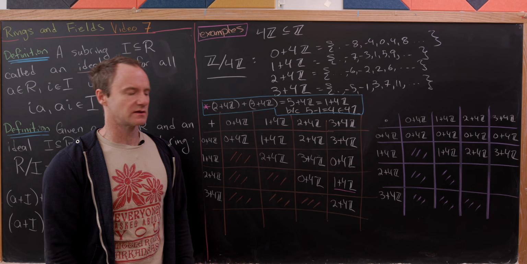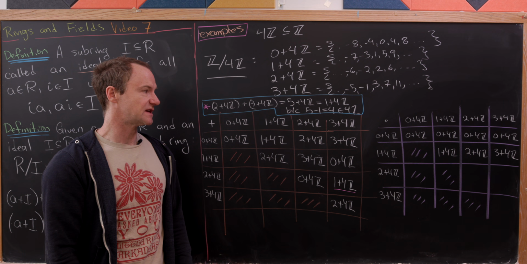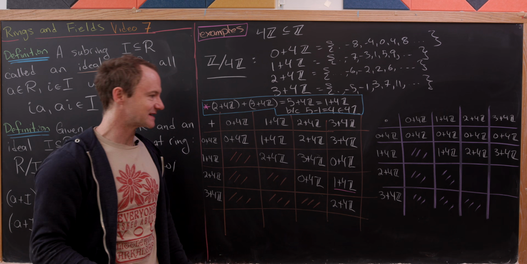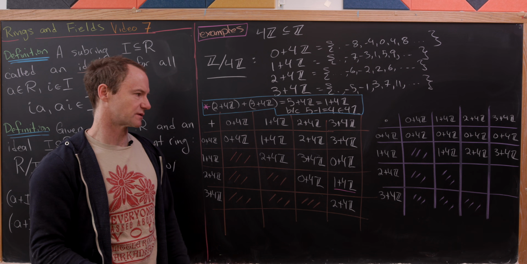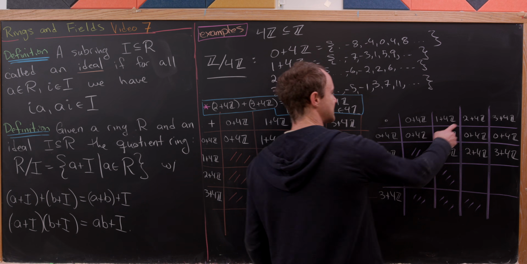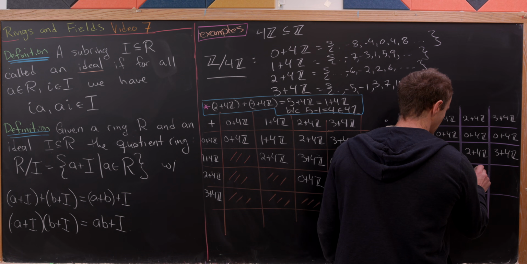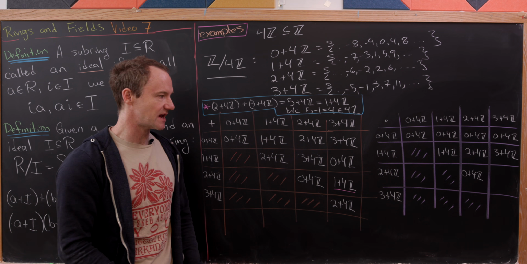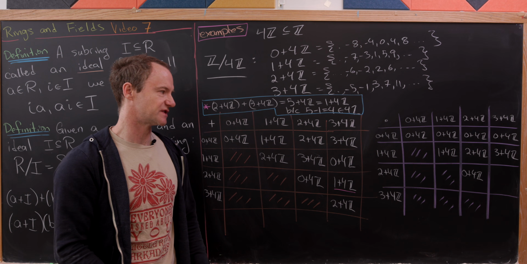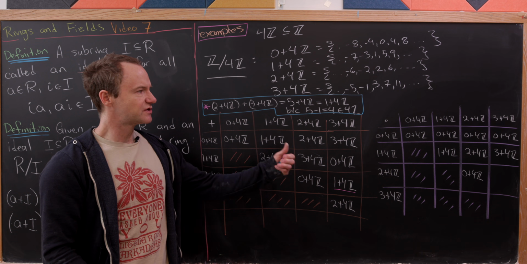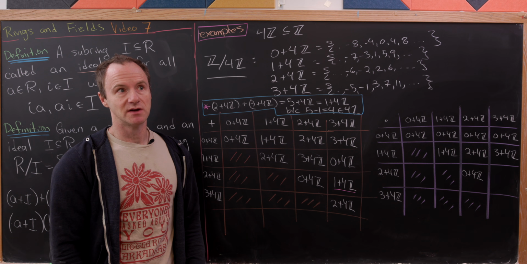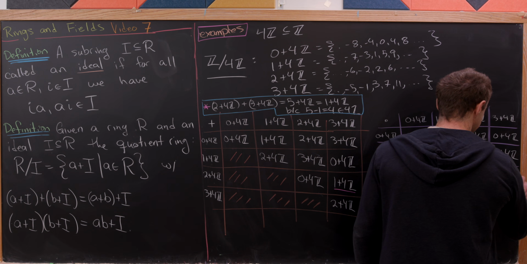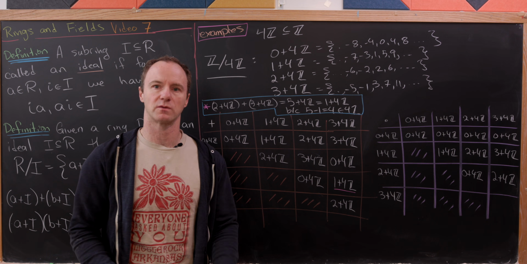So let's look at the ones that are a little bit more interesting, and that is 2 plus 4z and 3 plus 4z. And notice that I have left out what's going on below the diagonal because, again, this is commutative, so it's the same thing as what's going on above. So 2 plus 4z times 2 plus 4z is going to be 4 plus 4z, but that's 0 plus 4z. Again, using a similar argument to this right here, that's because 4 minus 0 is equal to 4, which is an element of 4z. Okay, so now 2 times 3 is 6, but then 6 plus 4z is the same thing as 2 plus 4z. That's because 6 minus 2 is equal to 4, which is an element of 4z.